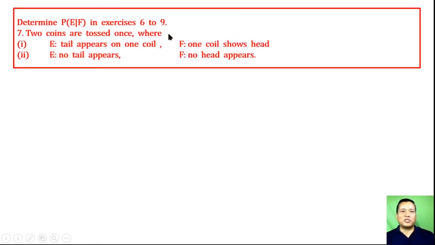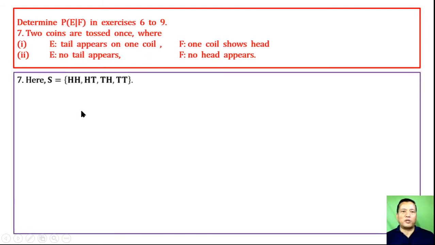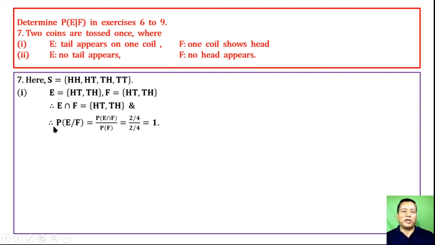Determine E given F, 6 to 9. 7. Two coins are tossed once, where E is that a tail appears on one coin. If one coin shows head, then the other shows tail. Their intersection is this. And therefore P of E given F is P of E intersection F by P of F, whose value is 2 by 4 by 2 by 4, that is 1.